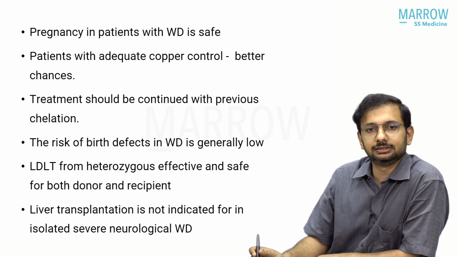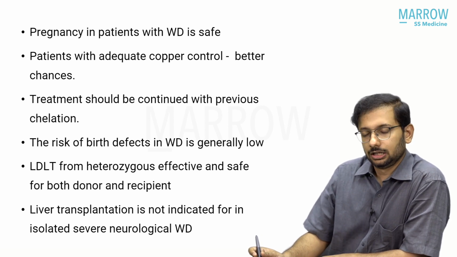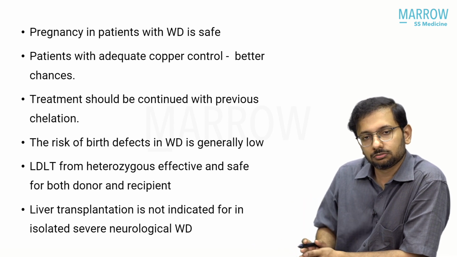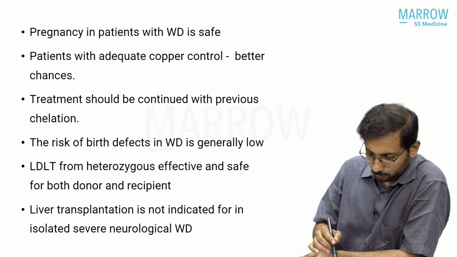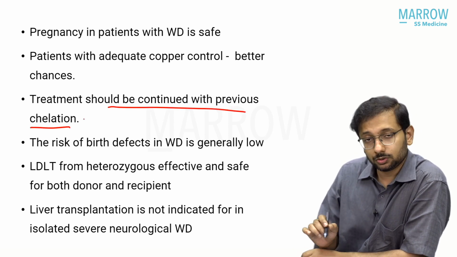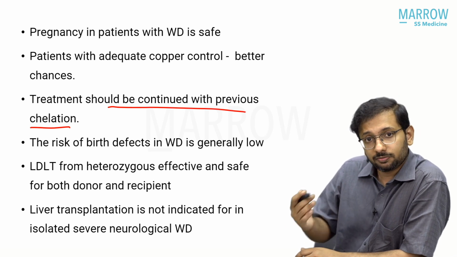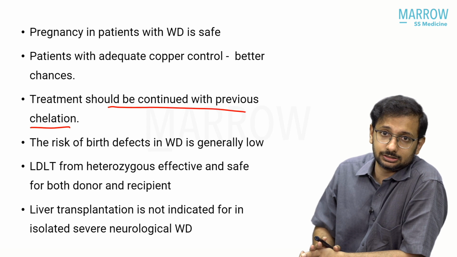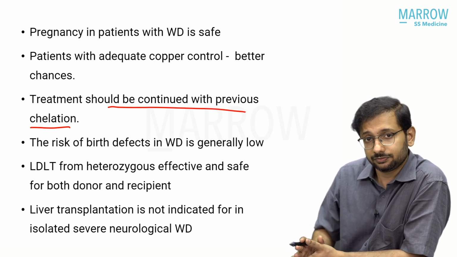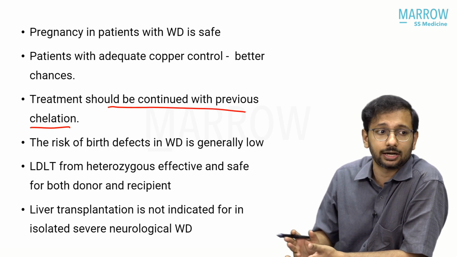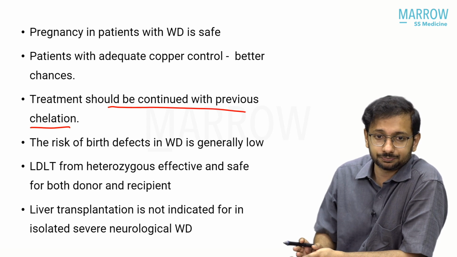Coming to Wilson's disease and pregnancy. Pregnancy is safe in patients with Wilson's disease. If you have adequate copper control, the chances of a good pregnancy are good. Treatment should be continued with the same chelation. Even though penicillamine is known to have problems with respect to birth defects, in follow-up of Wilson's disease patients on penicillamine, we have not found many birth defects. I have seen many patients who were pregnant and had 3 or 4 kids, the same patient, without any problems.